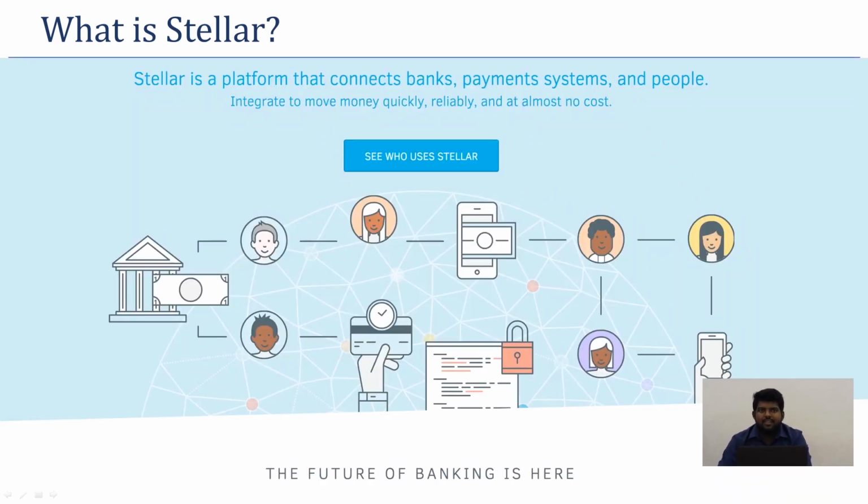So what is Stellar? As I mentioned, it's a platform that connects banks and payment systems, and it integrates money as well as reliable assets, for transferring at almost no cost. That is one of the advantages of Stellar, and it makes transactions fast, like 3 to 5 seconds, compared to other blockchains like Ethereum or Bitcoin that take more than 7 to 10 minutes.